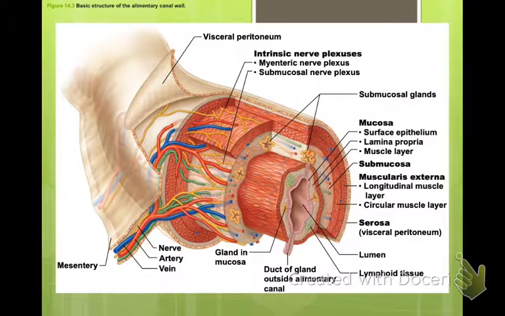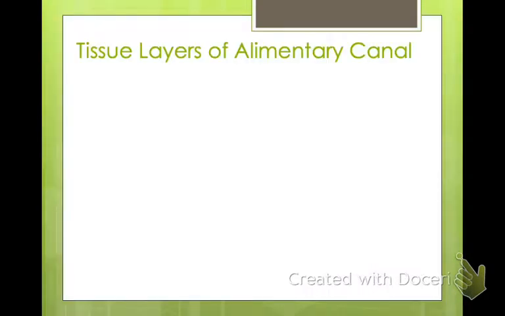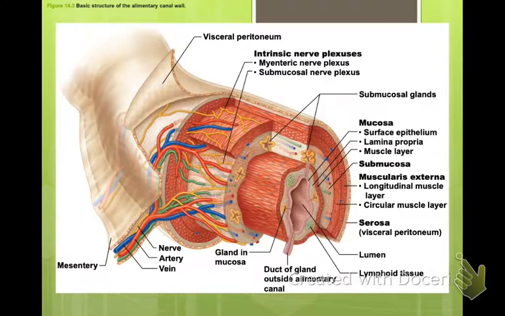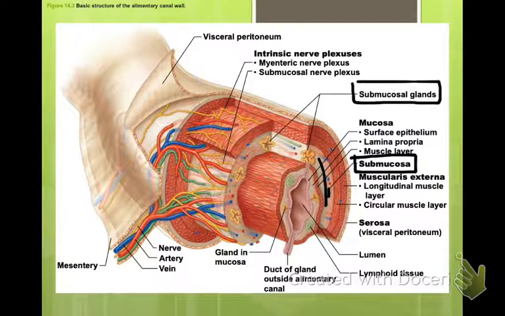Now here, the submucosa is located right here. And so that's this layer right here. And if you follow the layer around, you can see the submucosal glands. Those are the ones that I was telling you are going to secrete that alkaline mucus. And it will go into the lumen area and coat that area so that there's no damage to the lining.